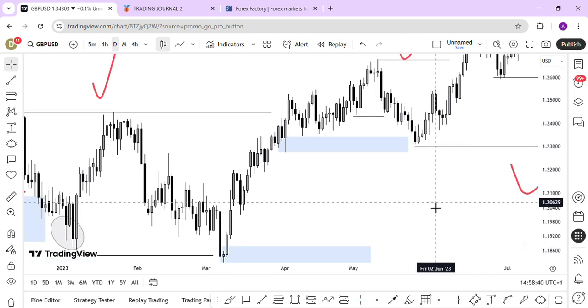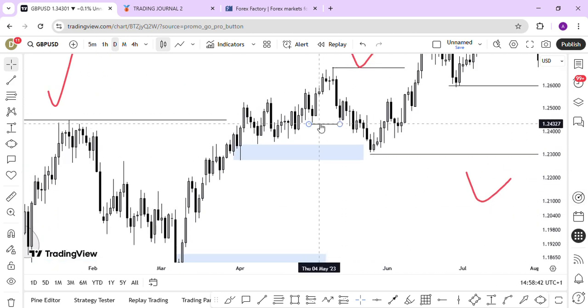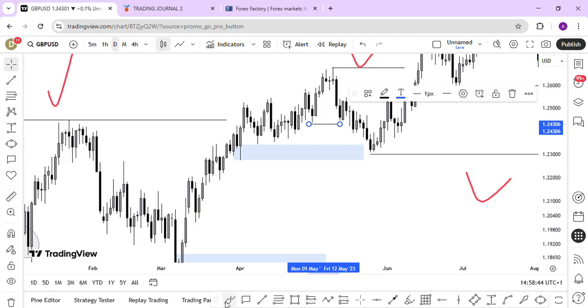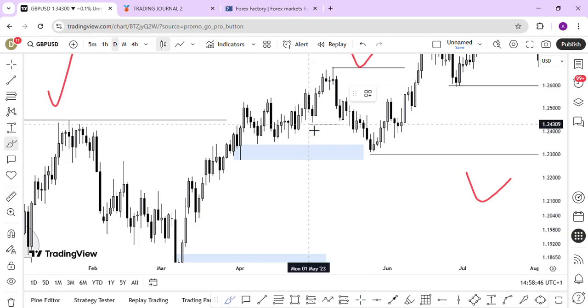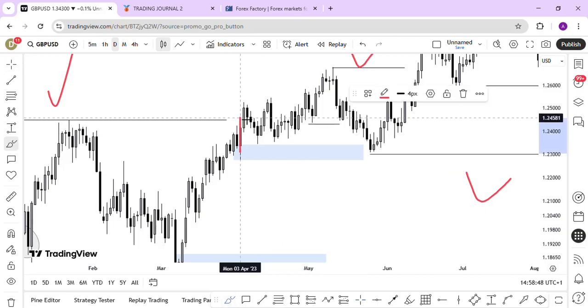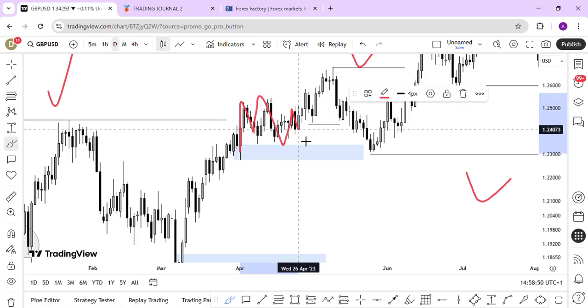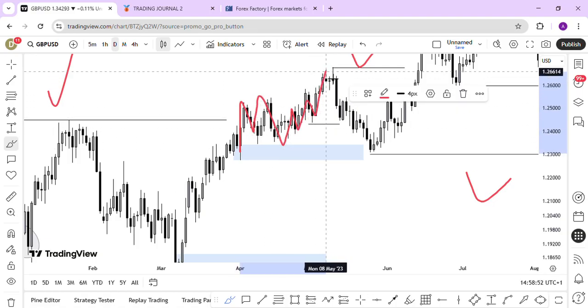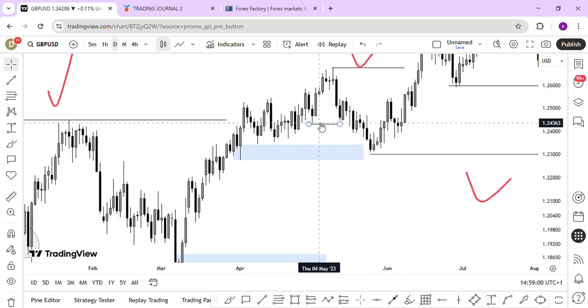And what next are we going to look out for? We have to look out for our inducement. And you can see this is where our last pullback fell, because if you take it from here like this, you can see that this is where our last pullback falls.